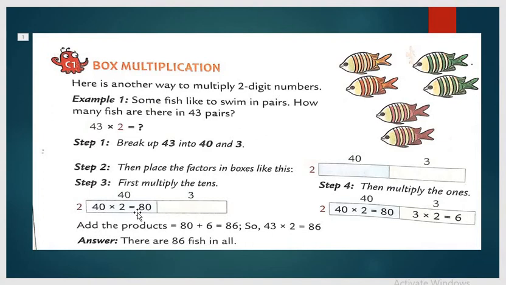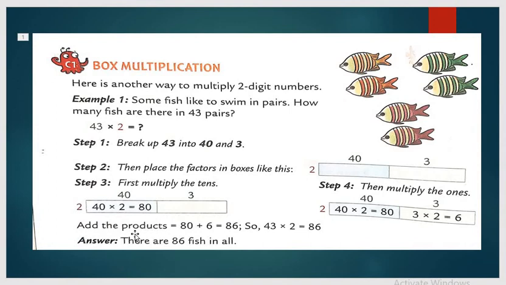So 4 2s are 8, or 40 2s are 80. Got my points, all students? Then step number 4, multiply the ones. First of all we do tens and then ones. So here 3 2s are 6. Here we break which number? This 3, and multiply by 2. So 3 2s how many? 6. 3 2s are 6.